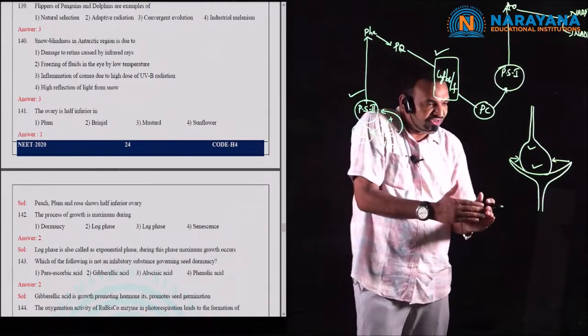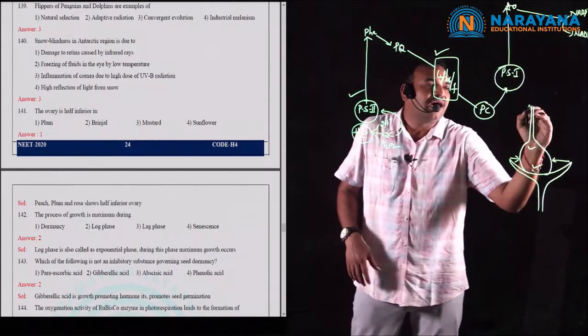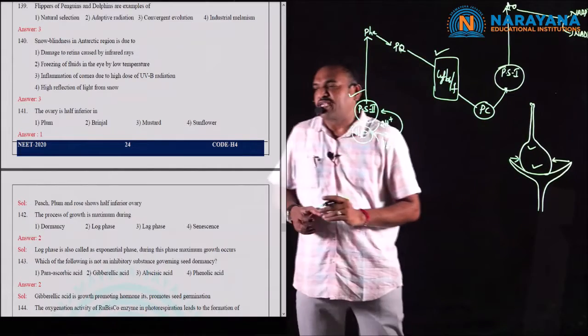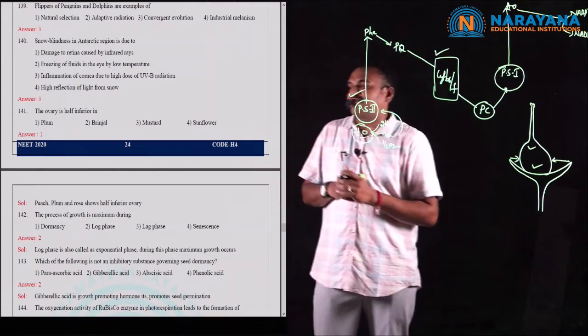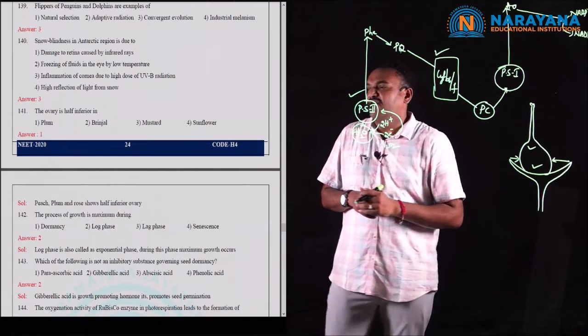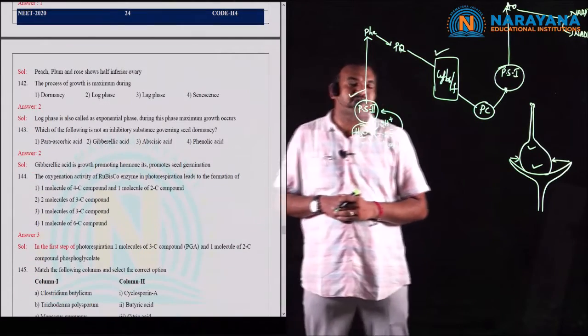That means half inferior, or we can call it half superior. This type of ovary is present in peach, plum and rose. That means the right option for question number 141 is the first option. And next one is question number 142.